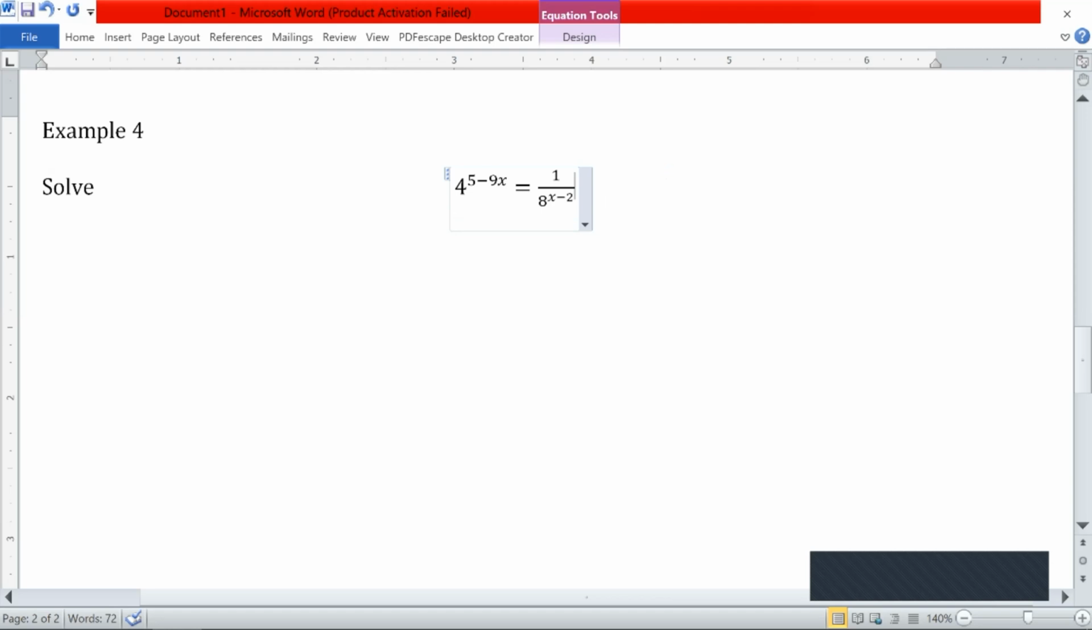1 over 8 to the power of x minus 2. Copy it properly. So on the left hand side, you have 4 to the power of 5 minus 9x in the power. And then on this side, 1 over 8.